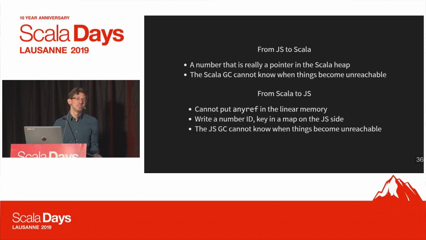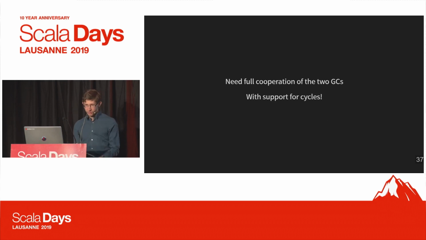But then the JavaScript GC can never know when these things are unreachable. And you can make this work to some extent, but if you do have cycles at some point, then it's dead. Your cycles are never going to be collected. And I don't even want to talk about the performance aspect of these things. Right? So what you really need at some point is full cooperation between the two GCs, the GC from the WebAssembly Scala side and the GC from the JavaScript side, because you need to support cycles between the two heaps. Scala is full of cycles, JavaScript is full of cycles, Scala.js is full of cycles between the two. So if we don't have support for cycles, it's a no-go.